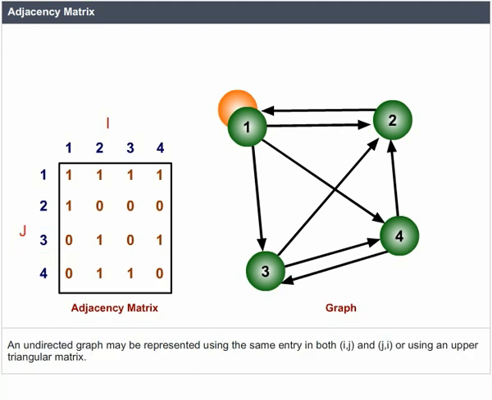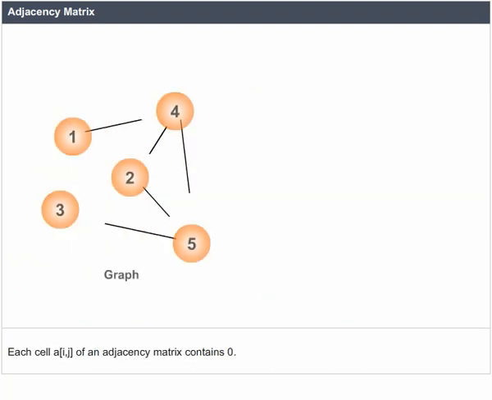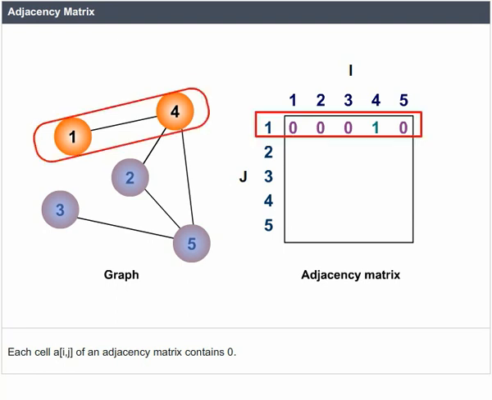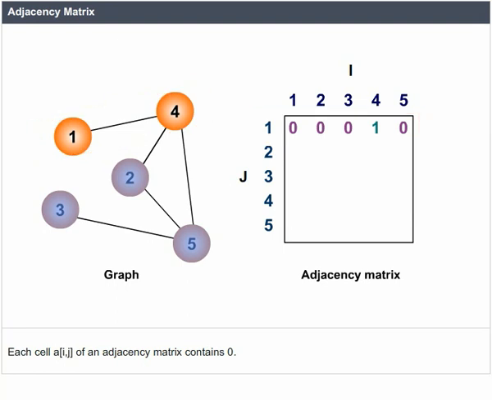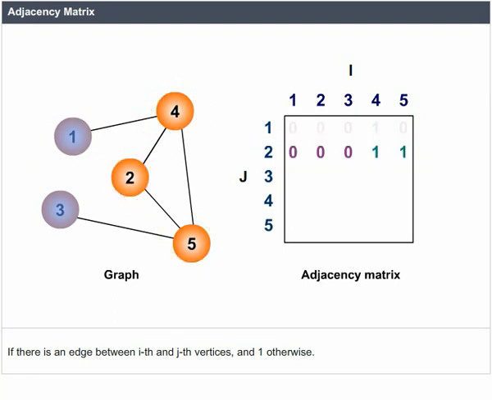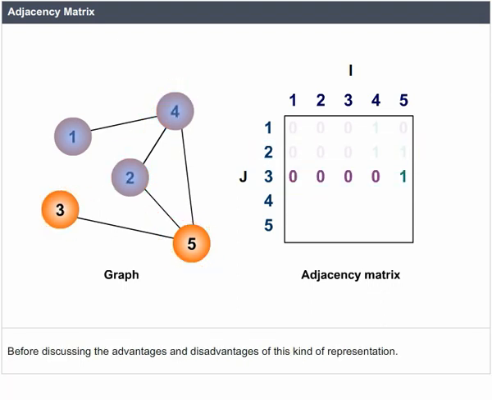An undirected graph may be represented using the same entry in both i, j and j, i, or using an upper triangular matrix. Each cell A[i][j] of an adjacency matrix contains 0 if there is no edge between the ith and jth vertices and 1 otherwise. Before discussing the advantages and disadvantages of this kind of representation.